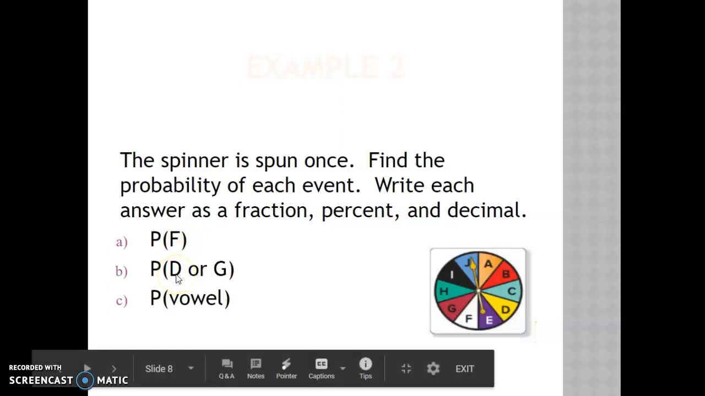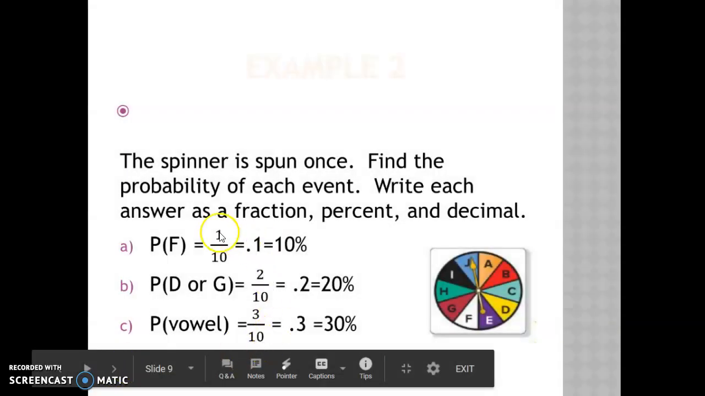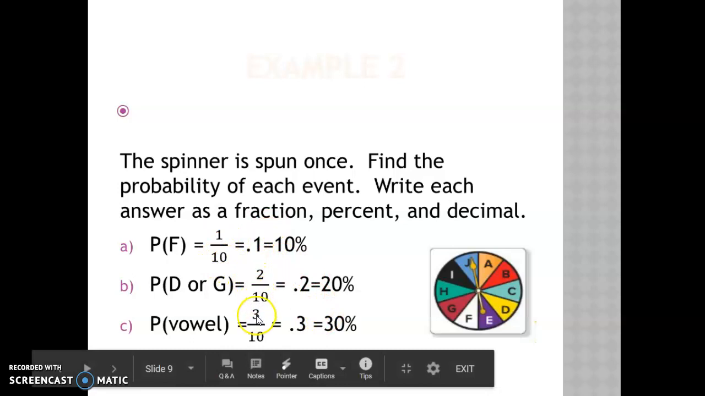Now here, the probability of landing on D or G, there is one D section and there is one G section. So now there are 2 sections that we could get out of 10, and 2 out of 10 reduced would be 1/5. And then finally, a vowel, that would be A, E, I, O, and U, but in our spinner we only have A, E, and I, so the probability would be 3 out of 10. If I advance the slide, you'll see all of those examples here with fractions, decimals, and percents: 1/10, 2/10, and then 3/10.